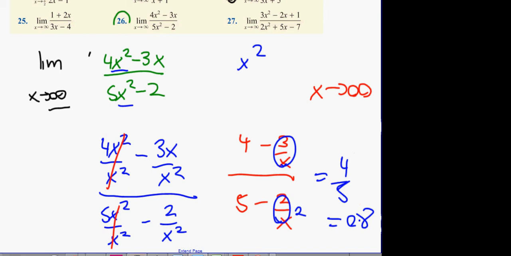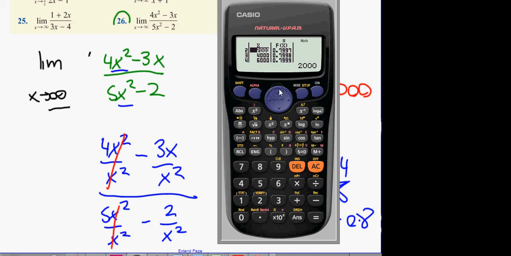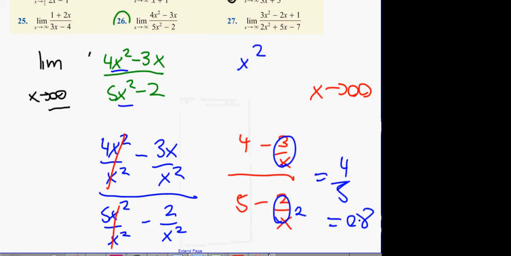And as we can see, as the number gets bigger, it really gets closer and closer to 0.8. Okay, so that's it. Alright, we're safe to move on. Next.